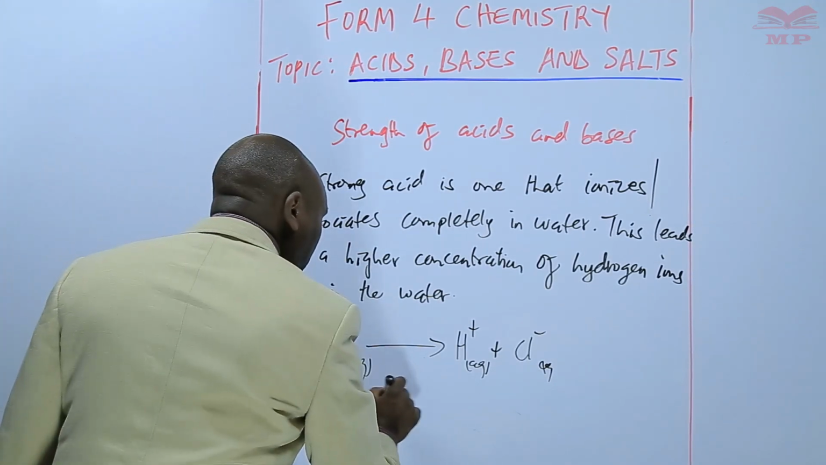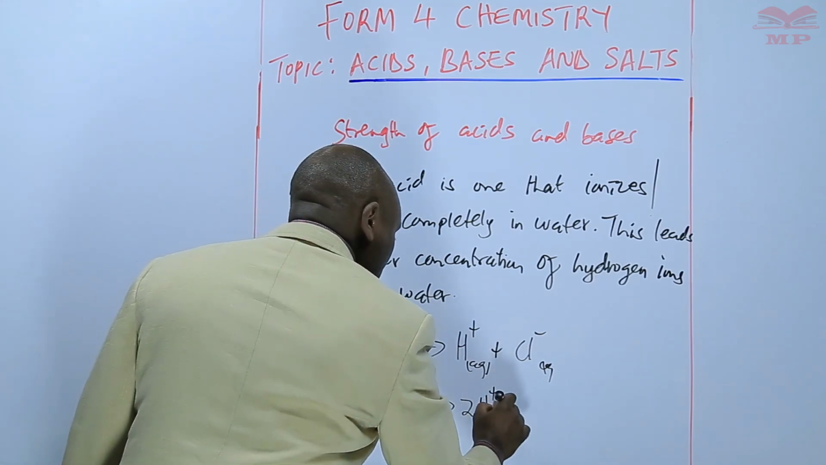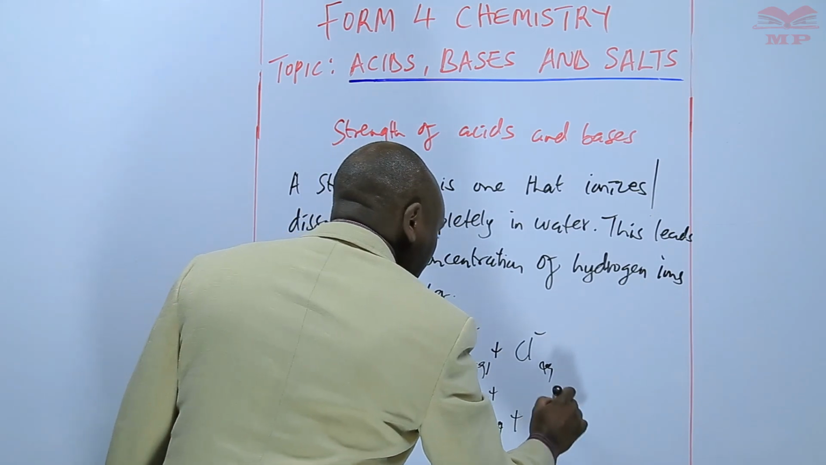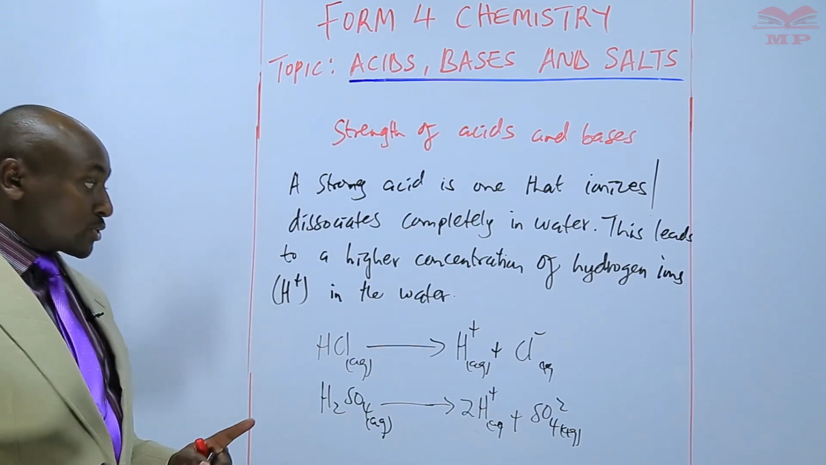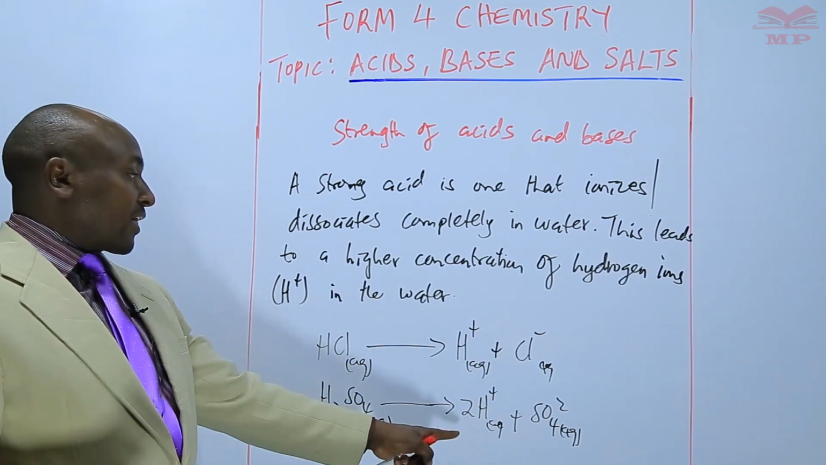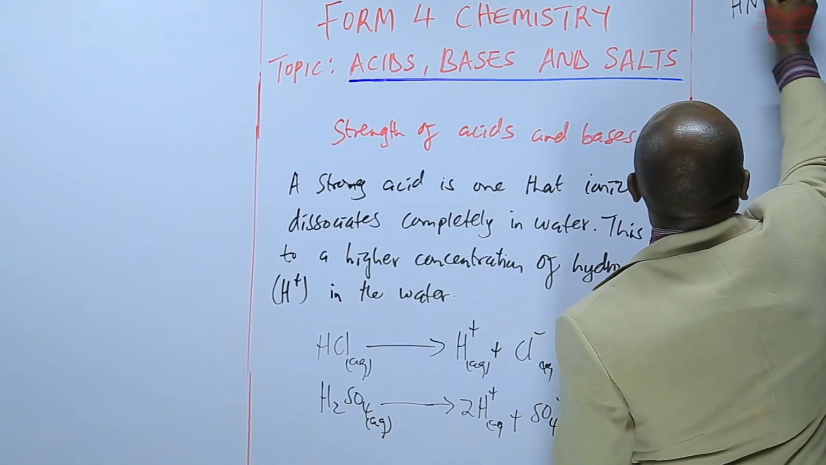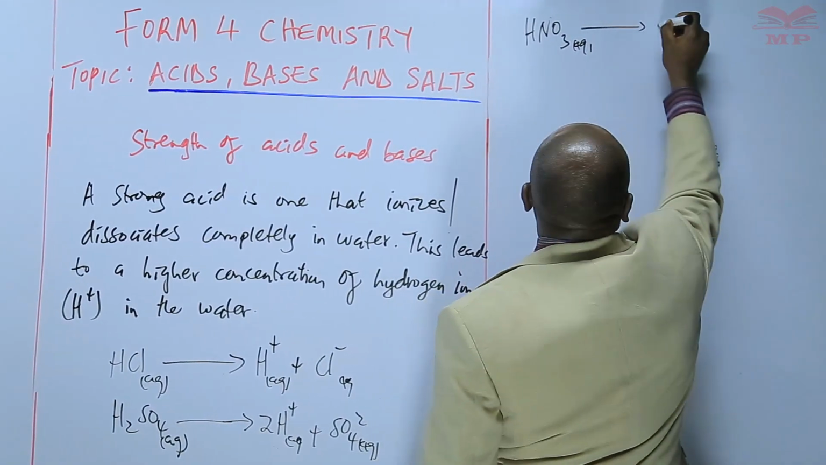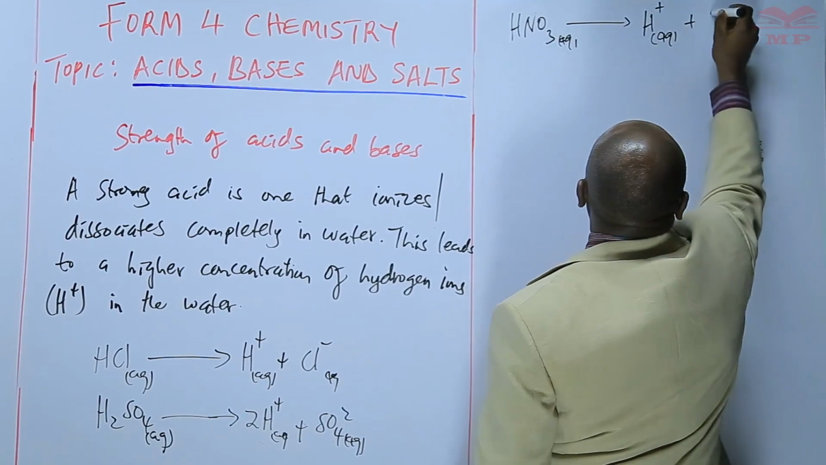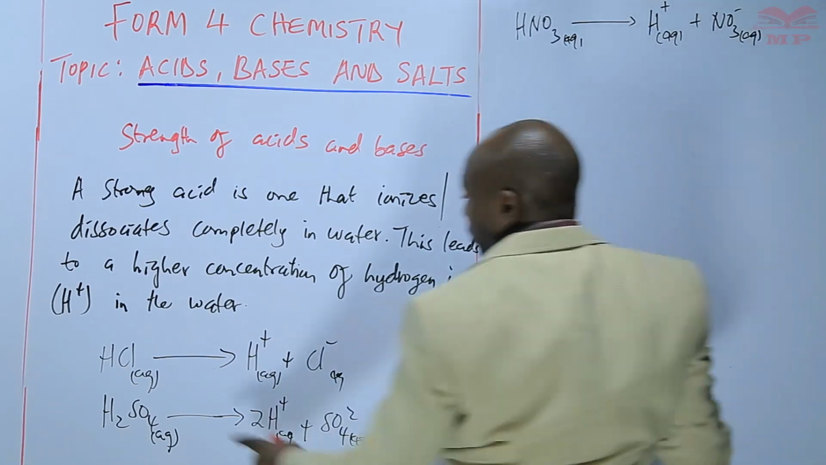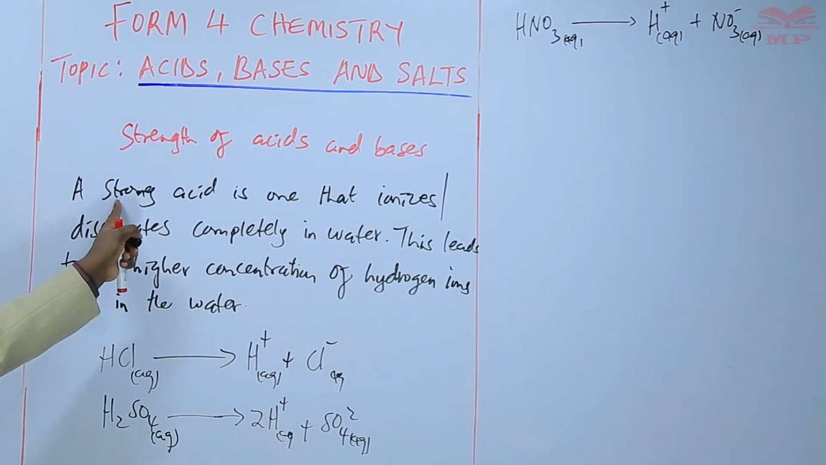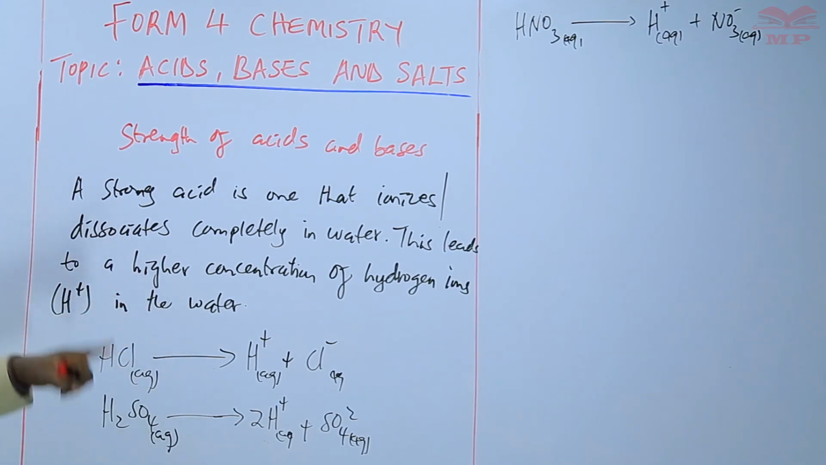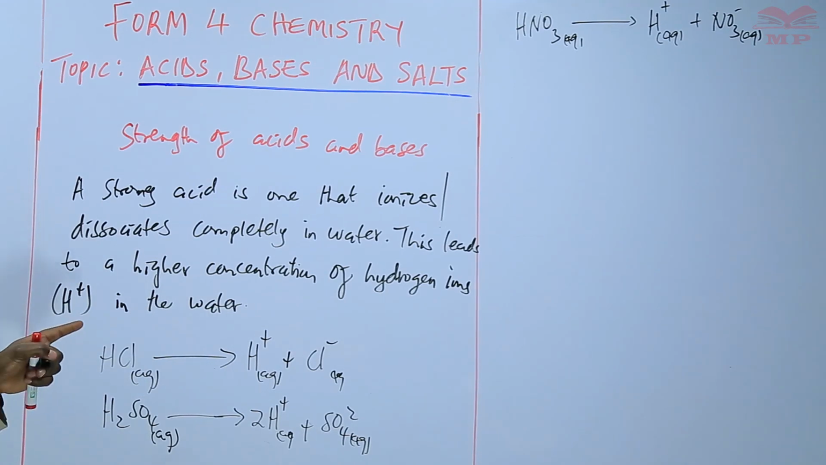Sulfuric acid also completely ionizes to form two hydrogen ions plus sulfate ions. Again, this shows complete ionization, full ionization, complete dissociation. All the hydrogen ions that are there are released. The same case applies to nitric acid, which releases all the hydrogen ions. So hydrochloric acid, sulfuric acid, and nitric acid are strong acids because they show complete ionization in water, and this leads to a higher concentration of hydrogen ions being released in the water.